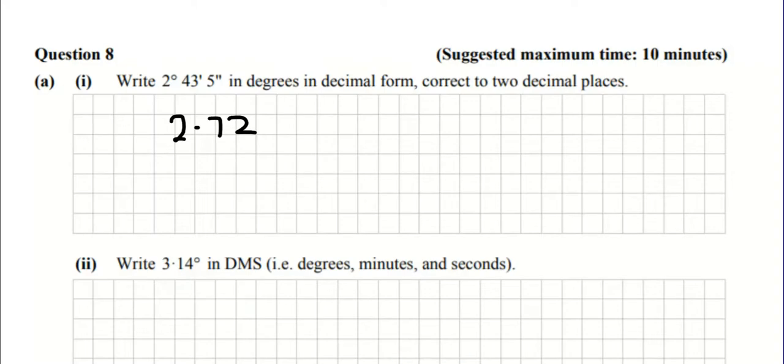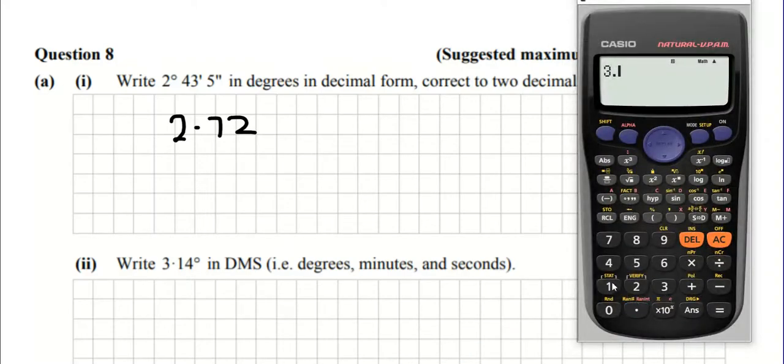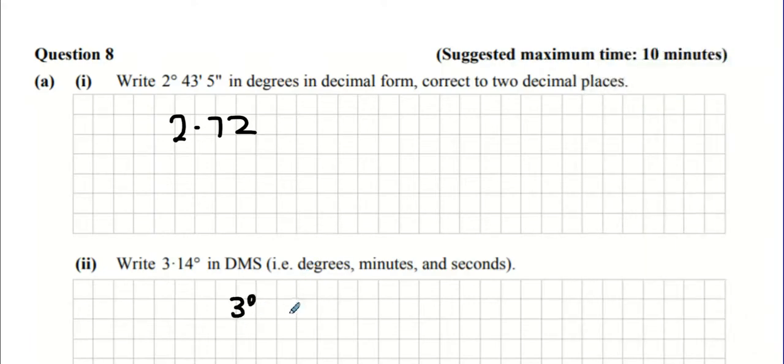Next one is 3.14 in degrees, minutes, and seconds. So press the change button here. 3 degrees, 8 minutes, and 24 seconds. Okay.